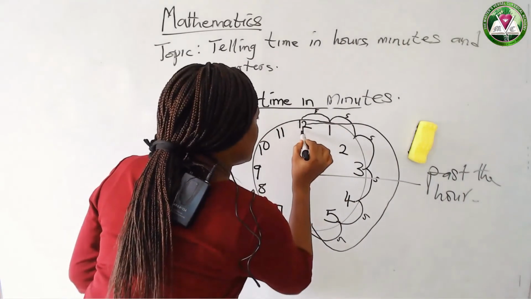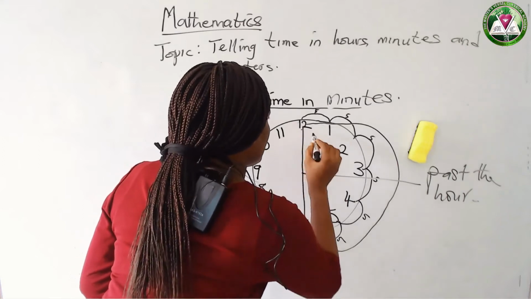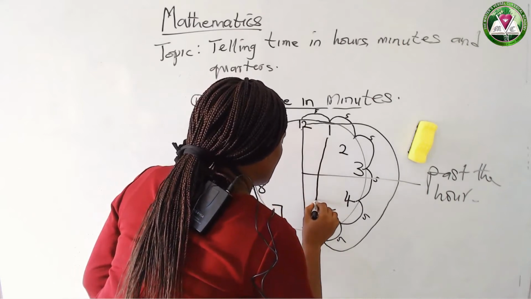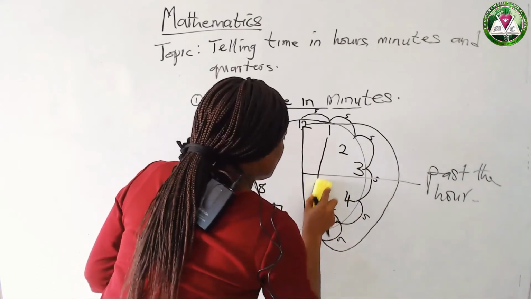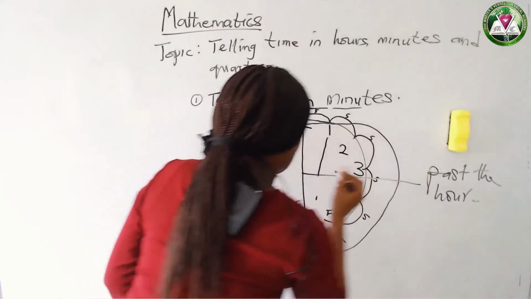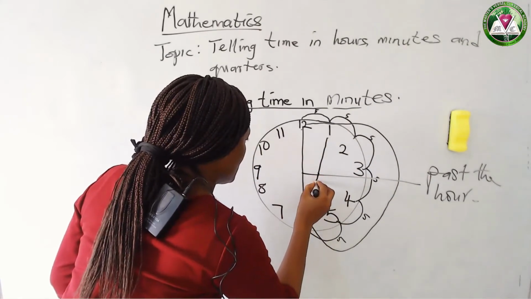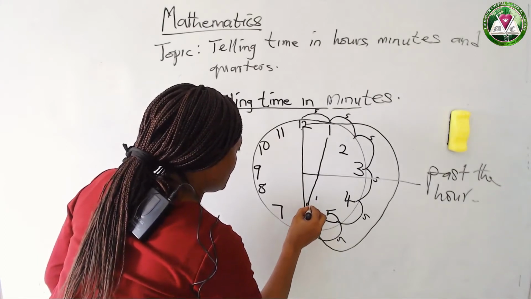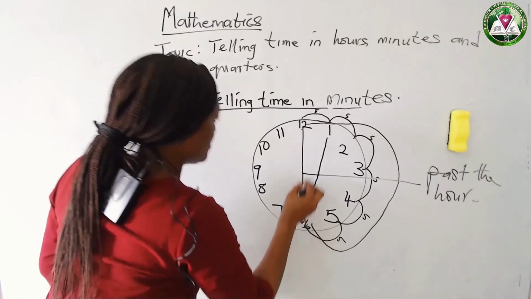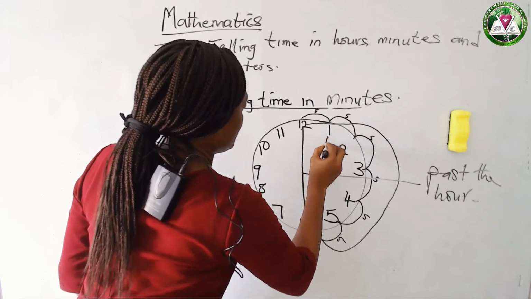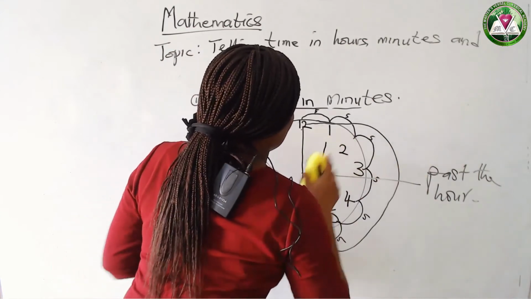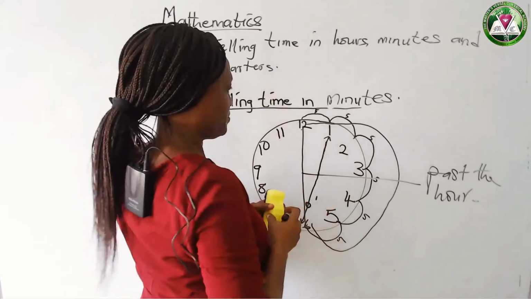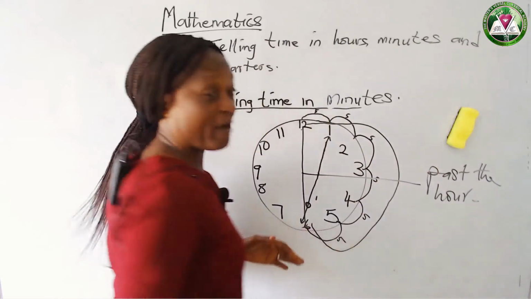Assuming the long hand, this is the long hand. You just say this is where the short hand started from this place. I hope you are following.